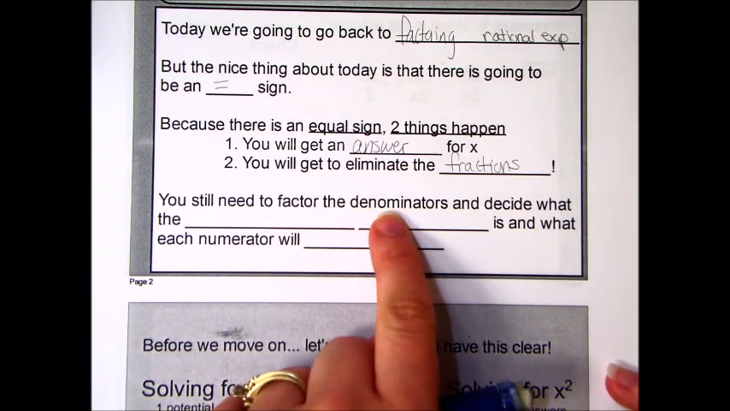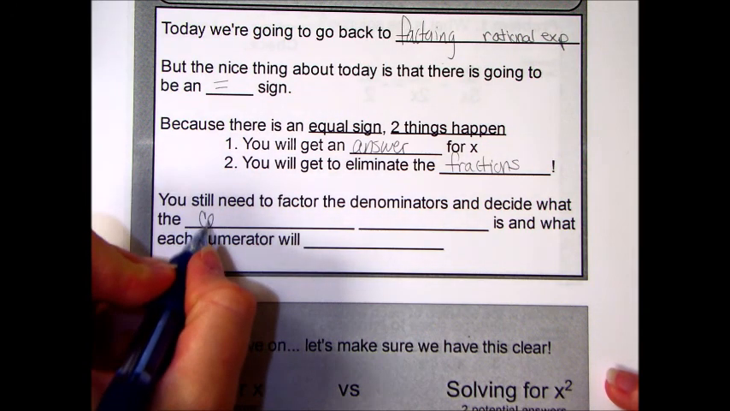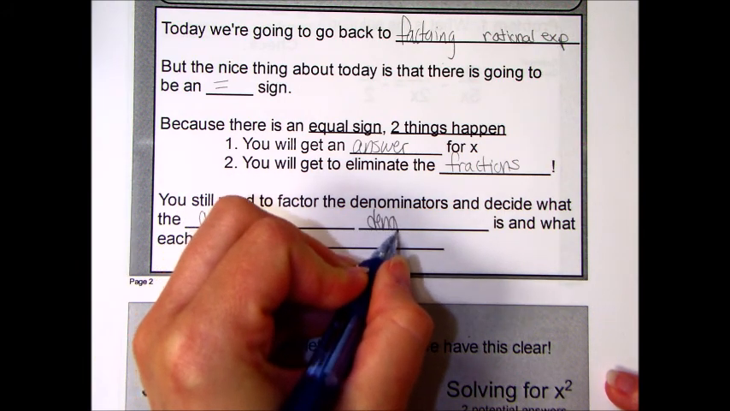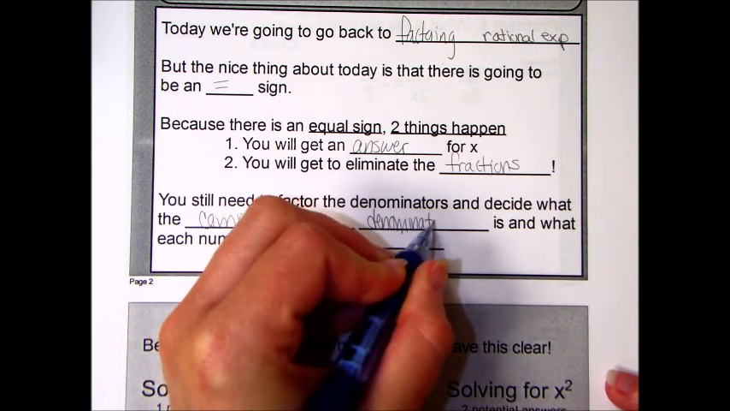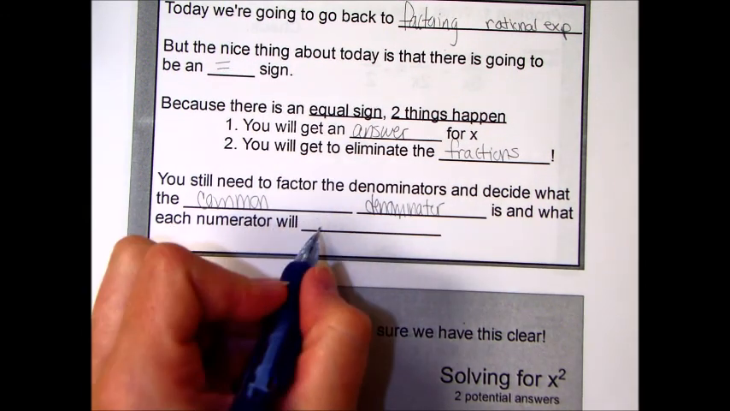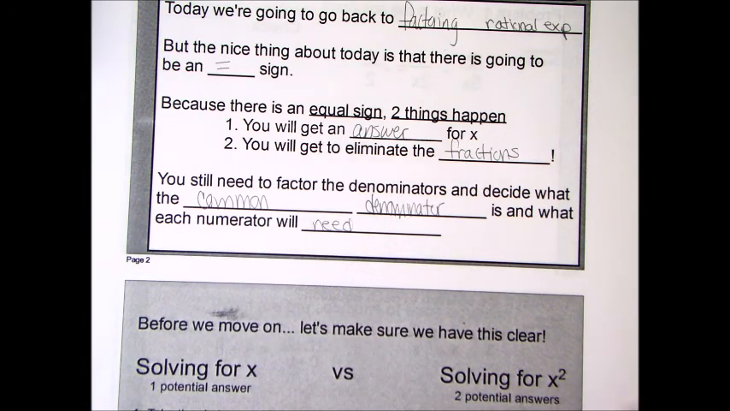You still need to factor the denominators and decide what the new common denominator would be, and what each numerator will need. Like, you'll have to decide, oh, this numerator is missing this denominator, or vice versa, okay?